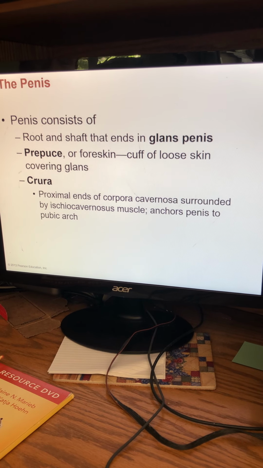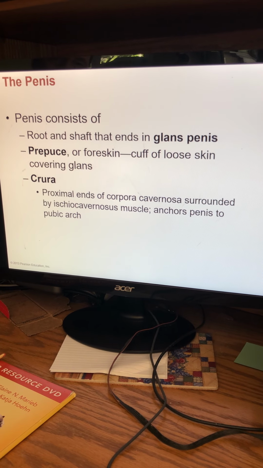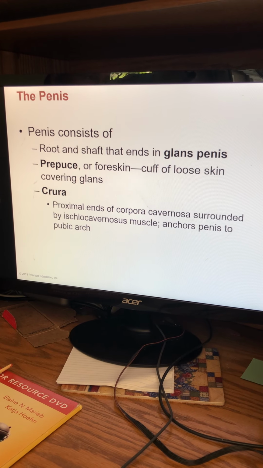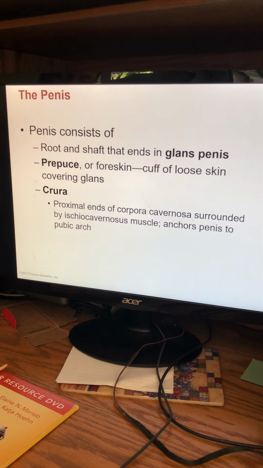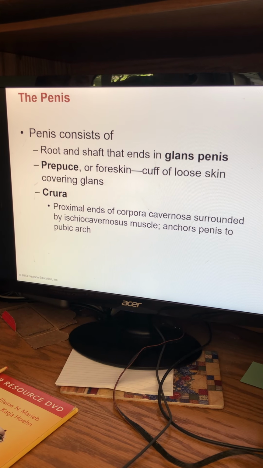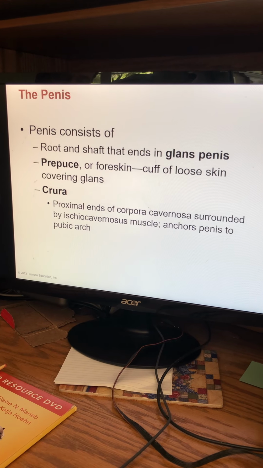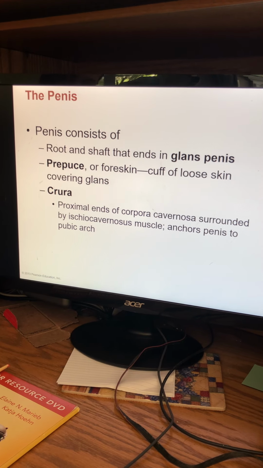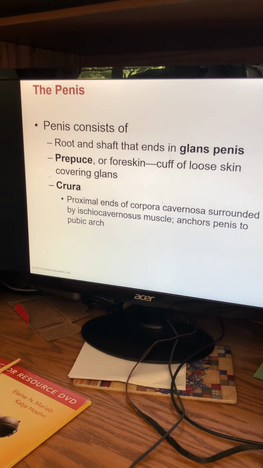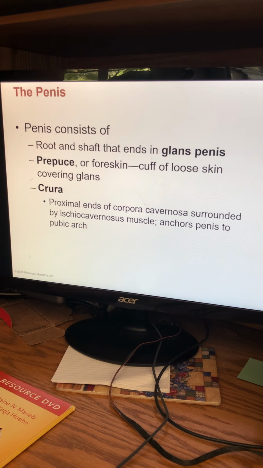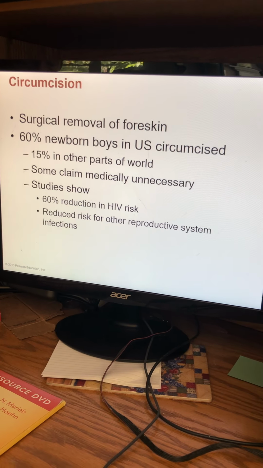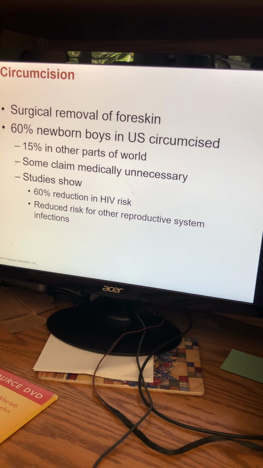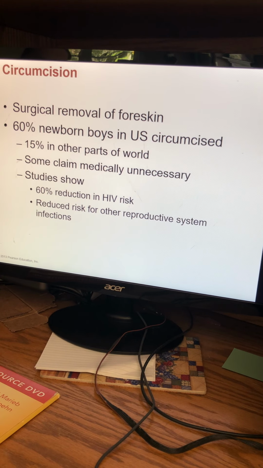Usually in the United States, the prepuce or the foreskin is removed when the baby is about a day old. So they do it as early as possible, and most males in the United States have had a circumcision, which means they've cut off that foreskin, or prepuce. That's the actual anatomical name for it. As it says there, 60% of newborn boys in the United States are circumcised. It's a lot less in other parts of the world.